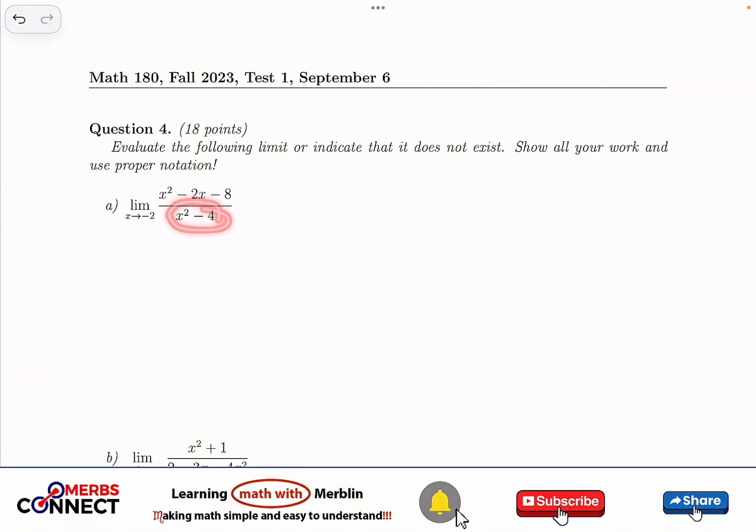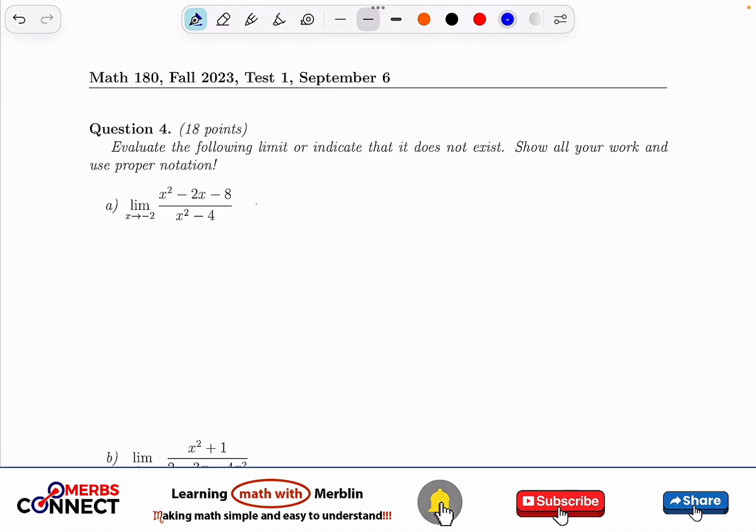So this is going to be 0. Since it's going to be 0, it means that we don't have any option. We need to simplify. So now this is equal to the limit as x is approaching minus 2. Then we can simplify the top and simplify the bottom. Let me do that here quick.